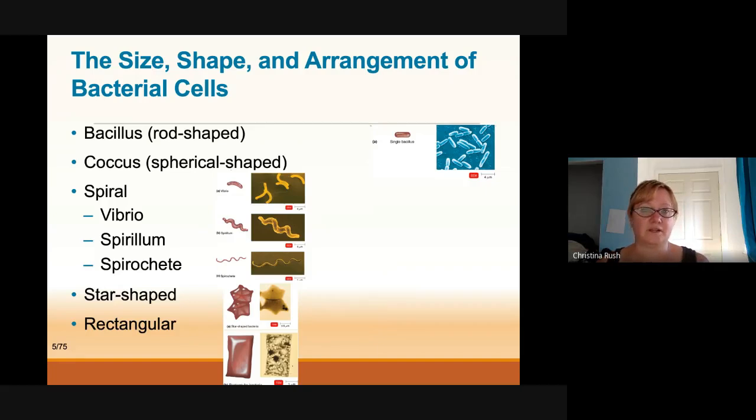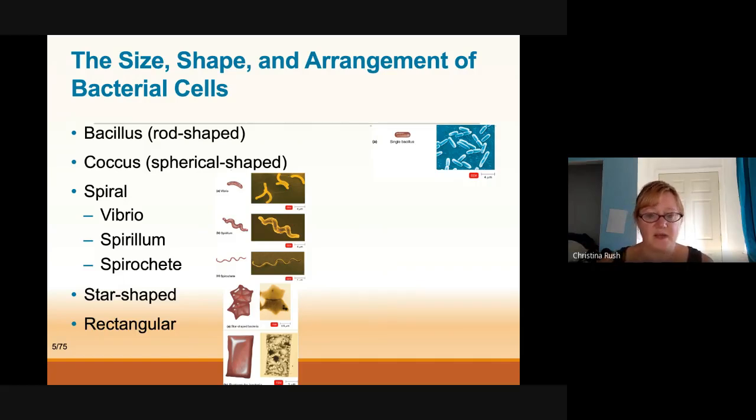So let's take a look at some of the size, shape, and arrangement of the bacterial cells. We have bacillus. These are rod-shaped, and there's a picture of bacillus over there on the, what side is that? That's the right-hand side, sorry. Coccus are spherical shape. We're going to look at a picture of those in a little bit. Then we have a number of different spiral shapes. The spiral shapes include Vibrio, Spirillum, and Spirochete. And the Vibrio is at the top there. They kind of look like half moons.